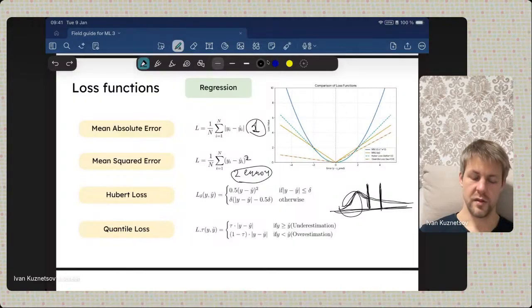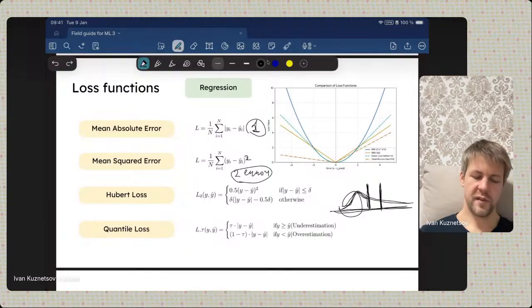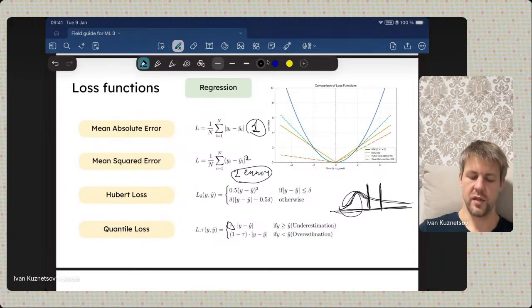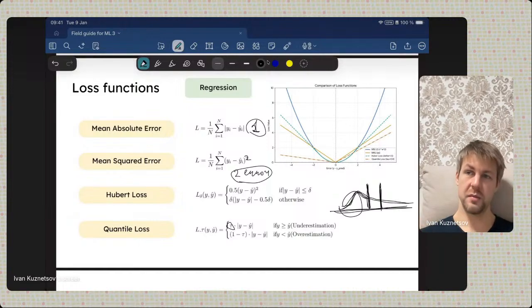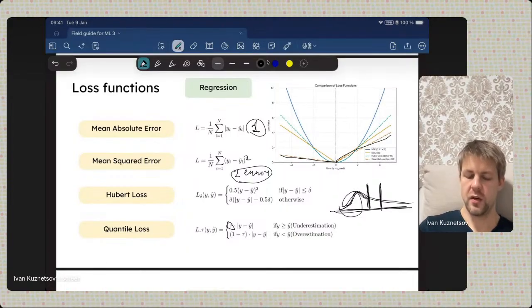Then for quantile loss, it's more similar to mean absolute error, but instead of targeting the median, it targets a specific quantile. So here is the quantile that we are targeting. It's trying to optimize for a specific ratio between underestimations and overestimations that we are making. So as you can see here, for example, there is a bigger penalty, and the error grows higher for the overestimations than for underestimations.